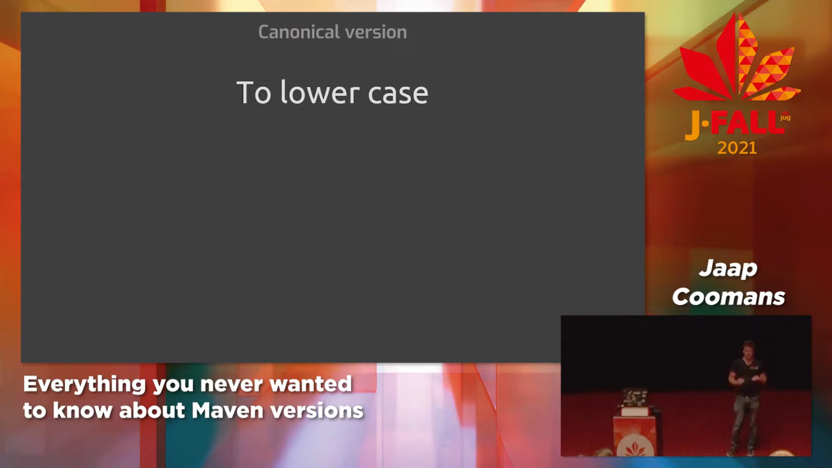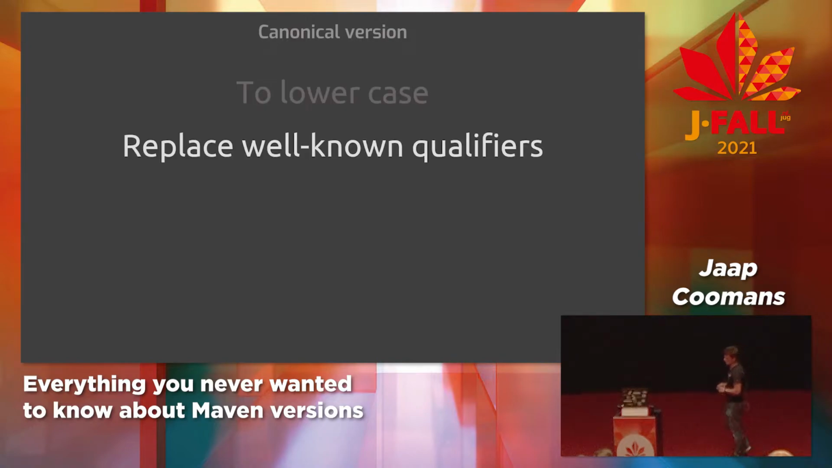First thing it does, in the version string, all characters, it will lowercase. So if you have any characters in there, they will be lowercased. Simple. Next, it will replace some well-known qualifiers. Okay, what are these? Well, there's actually 3. And note, only when they're directly followed by a number, nothing in between, an A will be replaced with alpha, a B will be replaced with beta, and an M will be replaced with milestone. This is important to remember.